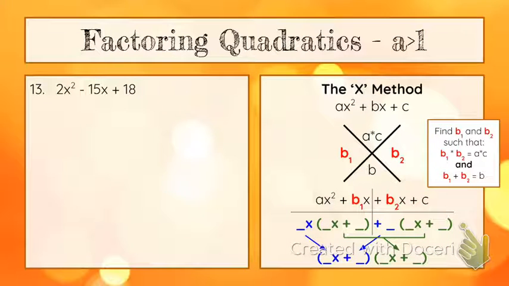So let's look at number 13. We know that whenever we factor, we're trying to get down to two binomials. But if we just put x in for both of these, when we go to do the FOIL method, we're just going to get x squared. But we need a 2x squared.